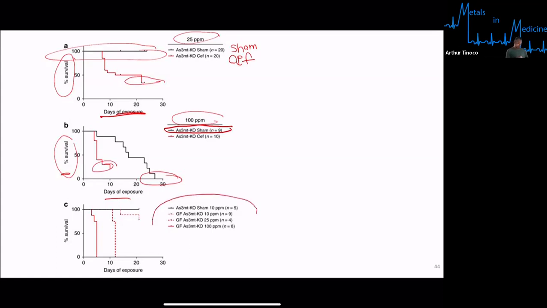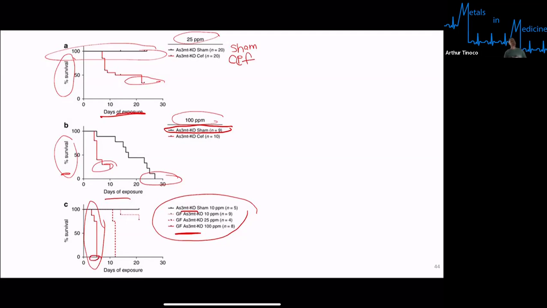At the bottom, we're looking at treatment with 10, 25, and 100 ppm with knockout and the germ-free knockouts. So now these organisms, in addition to not having the enzyme, also don't have any of the germs. And what we observe is that, especially at 100 ppm, the germ-free knockout mice are dying even earlier on, and you get 100% death by what seems to be 5 days.